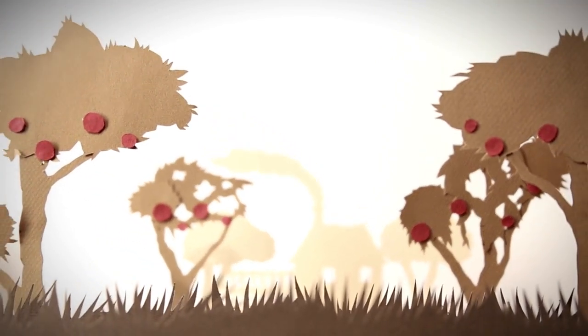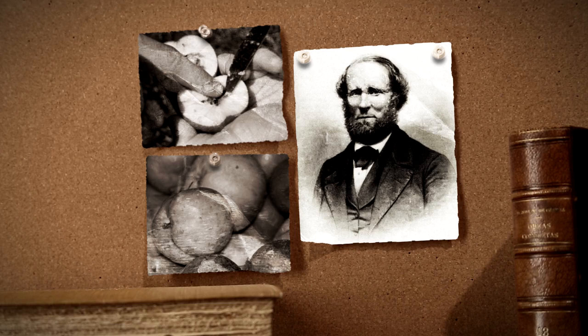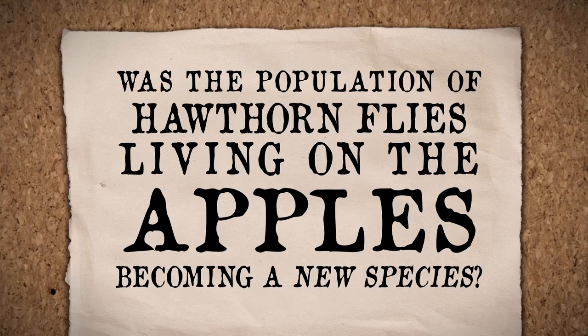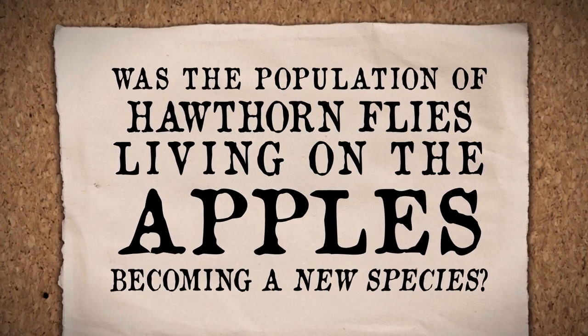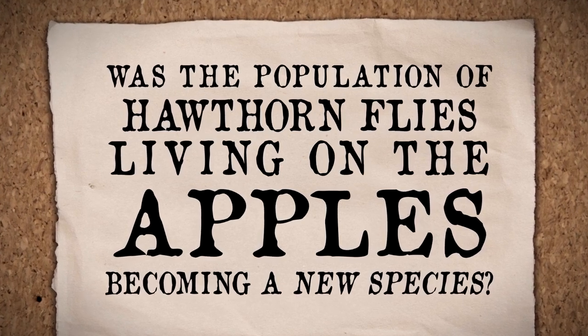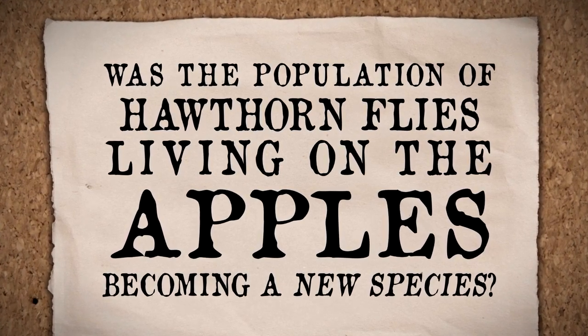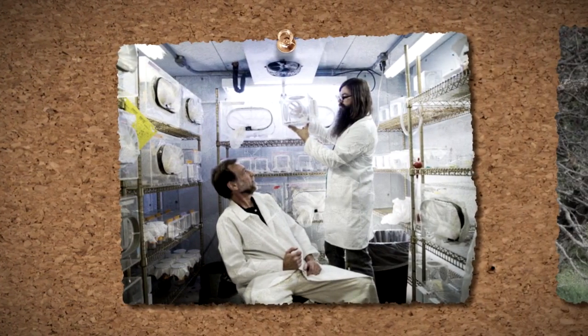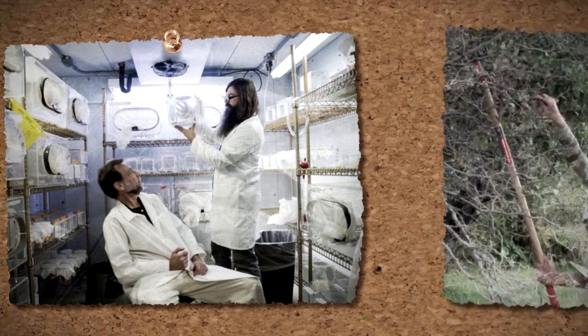Not long after the Midwest had been settled, scientists noticed that the apples also had new residents, hawthorn flies. They wondered, was the population of hawthorn flies that now lived on apples becoming a new species? Scientists are still interested in this question today. To gather evidence, they've figured out ways to systematically study the flies' behavior and their DNA.